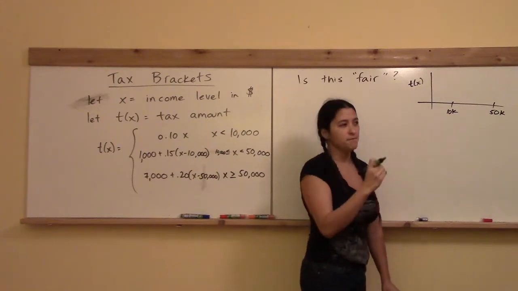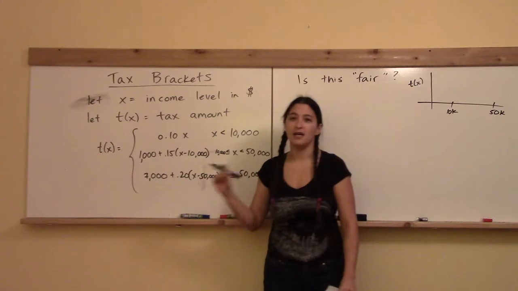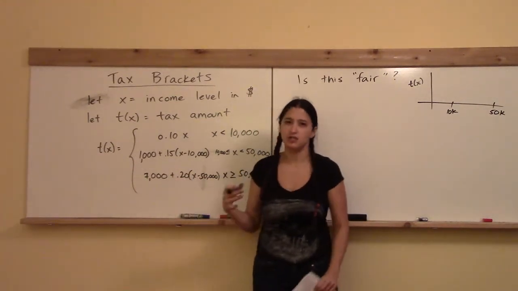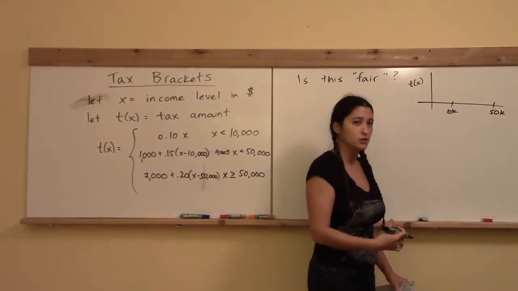Like if I made $9,999, I have to pay a little less than $1,000. If I make $10,001, I have to pay a little bit more than $1,000. There shouldn't be any crazy jumps when I graph this function. That's what I would call fair.